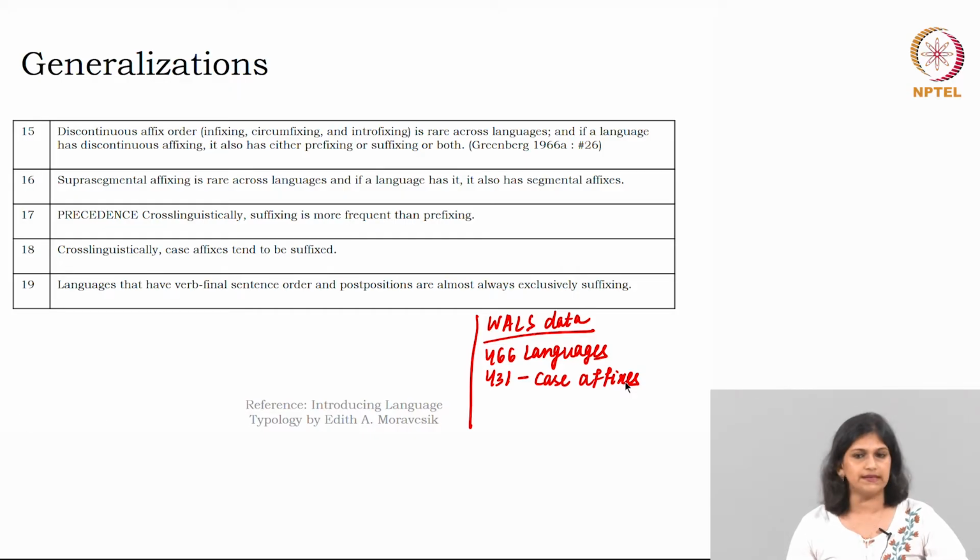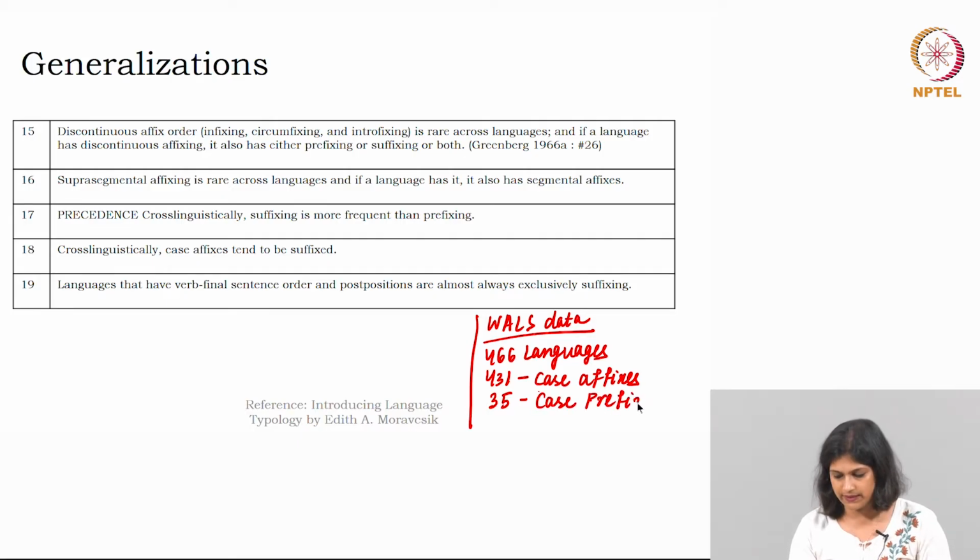These case affixes, out of these 431, only 35 have case prefixes. So, look at the statistics, look at the number. Out of 431, only 35 have case prefixes. That is how the 17th generalization comes into existence. What does it say? Cross linguistically, suffixing is more frequent than prefixing.